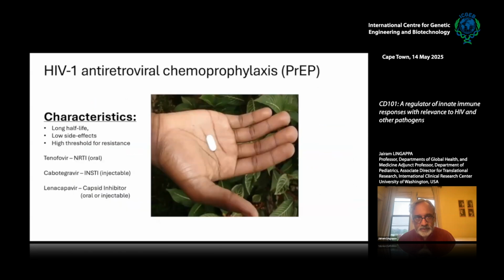That development of antiretroviral therapy then transitioned to also being useful. Some of those same drugs were useful in antiretroviral chemoprophylaxis, PrEP, which was instrumental in providing a chemoprophylactic preventive measure for HIV, which then broadened the public health impact of these interventions.